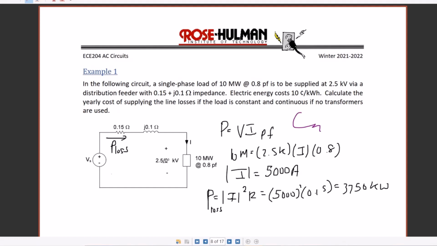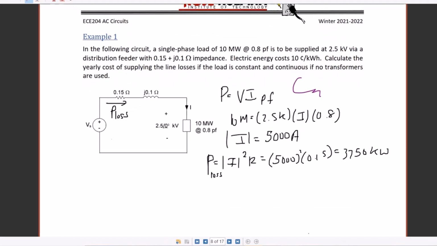Okay. All right. So at the end of class yesterday, we were finding power losses. We had found that the power loss in the line, which is the average power, was 3,750. I put kilowatts, and I don't think that's right. Can somebody check 5,000 squared times 0.15? Is that 3,750 kilowatts? Yeah, that's okay, right.